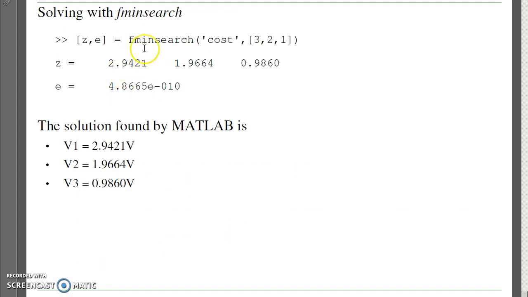With fminsearch, I can now tell MATLAB, here's my cost function, here's my initial guess on voltages. What voltages minimize the sum squared error? fminsearch will then guess again until it comes up with an answer. And it says the answer is 2.9, 1.9, 0.9. The sum squared error is almost 0, meaning it did find the answer.